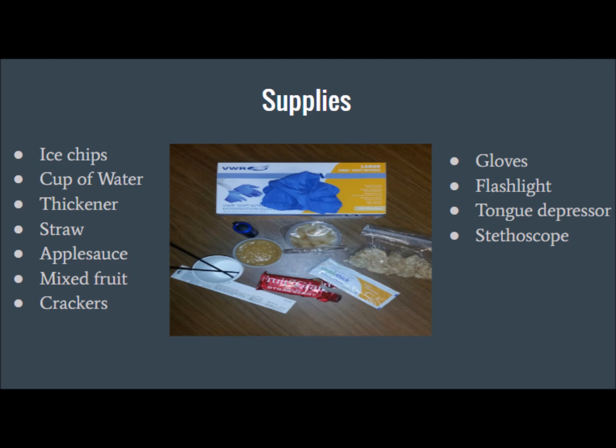The supplies needed for the clinical swallowing evaluation, which includes the oral mechanism exam, are gloves, a flashlight, a tongue depressor, ice chips, a spoon, a cup of water, a straw, applesauce, mixed fruit, crackers, and thickener.